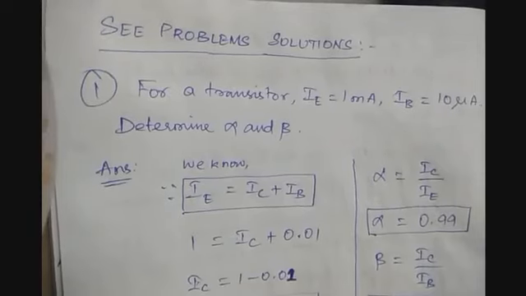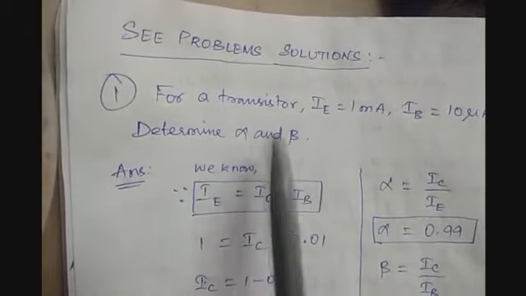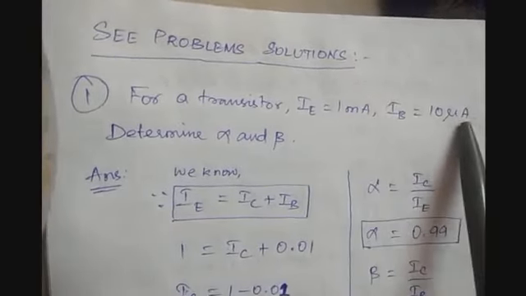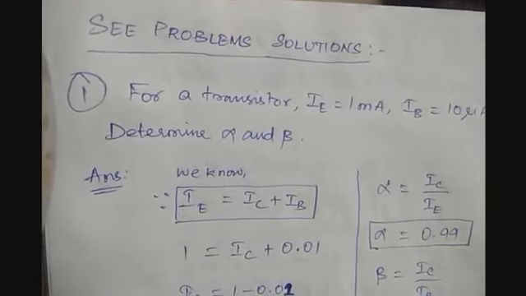So hi everyone. Today we are going to discuss SE problem solutions. For a transistor IE equal to 1 milliamps, IB equal to 10 microamps, determine alpha and beta. So this problem you can do it easily.